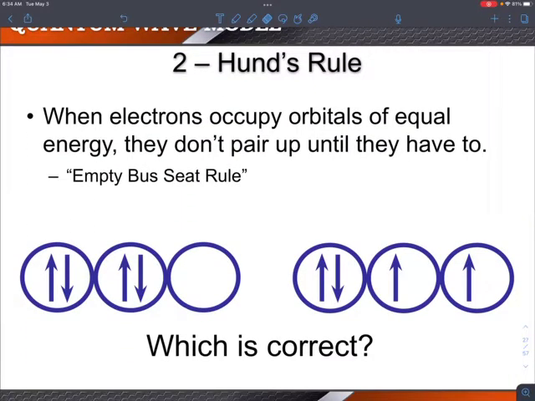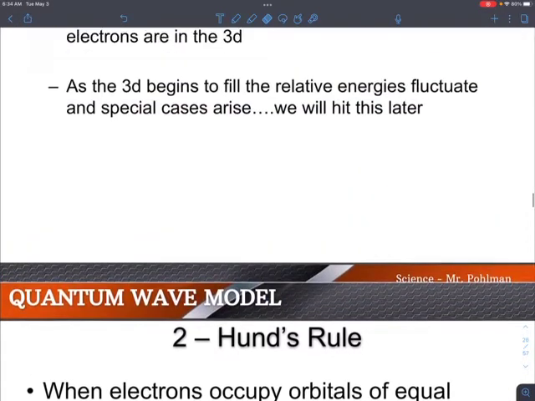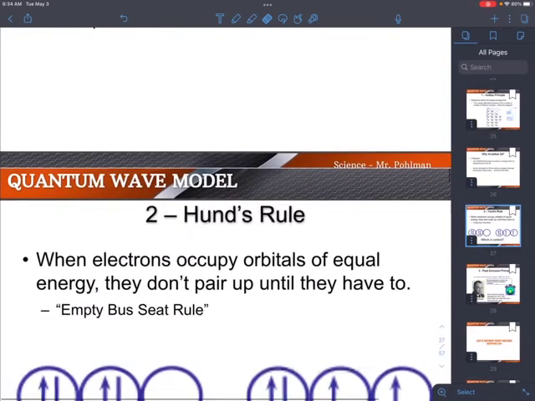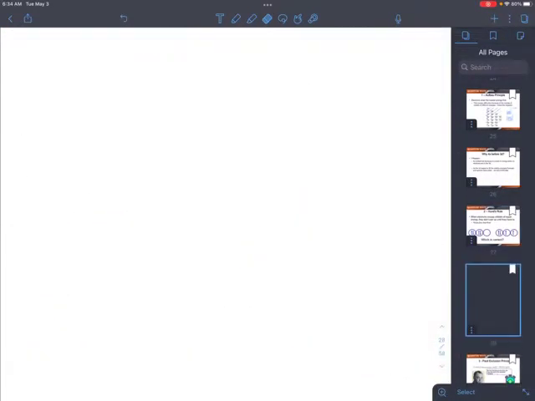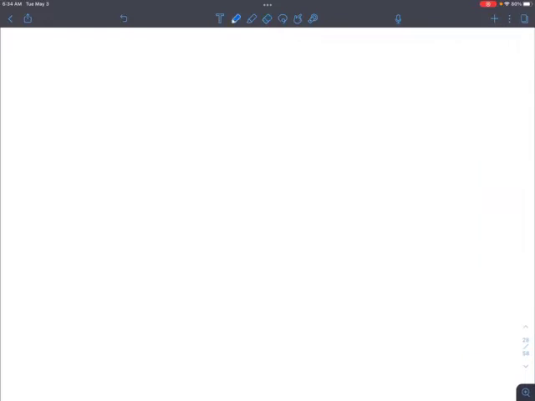The second rule is called Hund's rule. Oftentimes you're going to hear it referred to as the empty bus seat rule. Now why is that? Well, let's take a look at an example. I need an extra paper here. Here we go. So the empty bus seat rule.